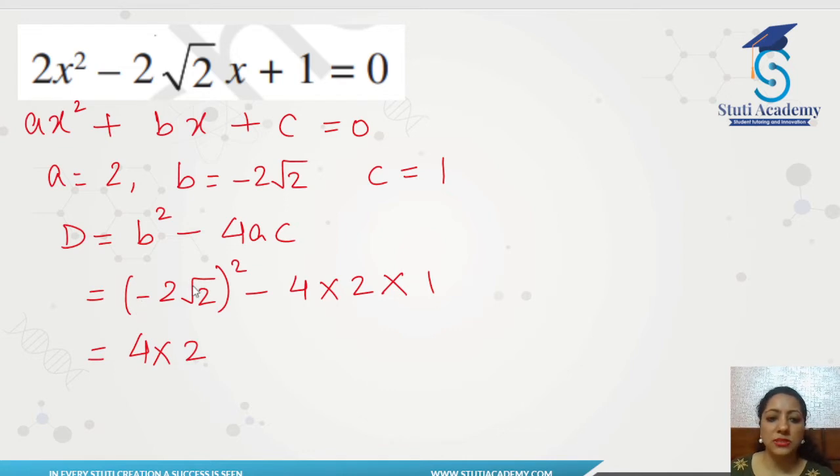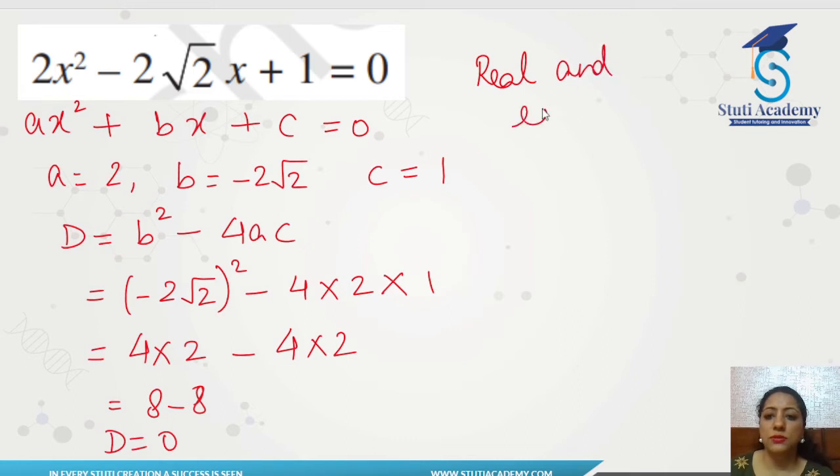Now let us solve. Minus square will give us positive, 2 square will give us 4, root 2 square will give us 2. So this would be 4 into 2, and this is also 4 into 2. So actually we'll get 8 minus 8. So the discriminant here is 0. Now, since the discriminant is 0, we'll say that yes, the real roots exist and there are real and equal roots. Real and equal roots.